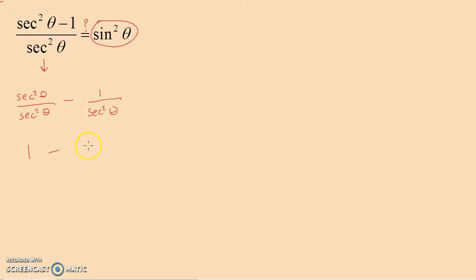1 over secant squared is, well, you guys should recognize that, cosine squared, right? 1 over secant is the reciprocal of cosine, so 1 over secant squared is cosine squared. And now I'm looking at my Pythagorean identity, right? If you remember your Pythagorean identity, I'll write it down here real quick. Cosine squared of theta plus sine squared of theta equals 1. So I basically realized that 1 minus the cosine squared, if I bring that cosine squared to the other side, 1 minus cosine squared is sine squared of theta.